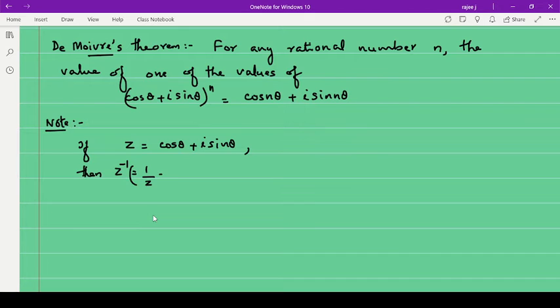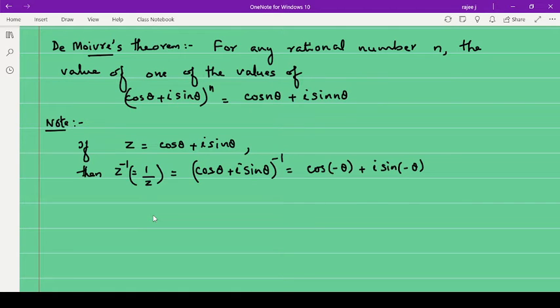Or equal to z conjugate, anything you can write there. So this is equal to cos theta plus i sin theta to the power minus 1, z raised to minus 1. Then by the De Moivre's theorem, what we can do is the minus 1 is taken inside, so it is cos minus theta plus i sin minus theta.